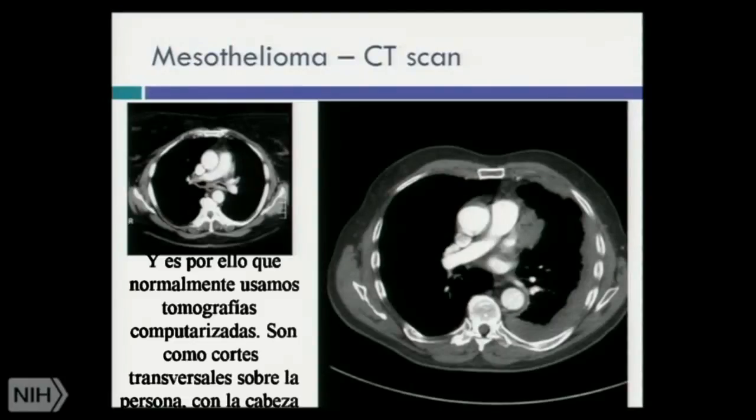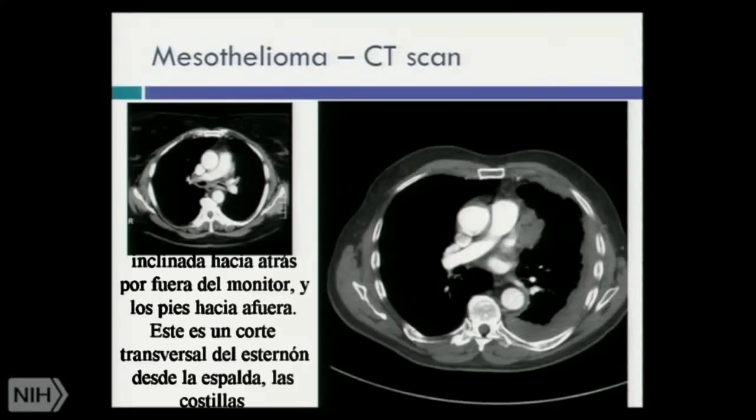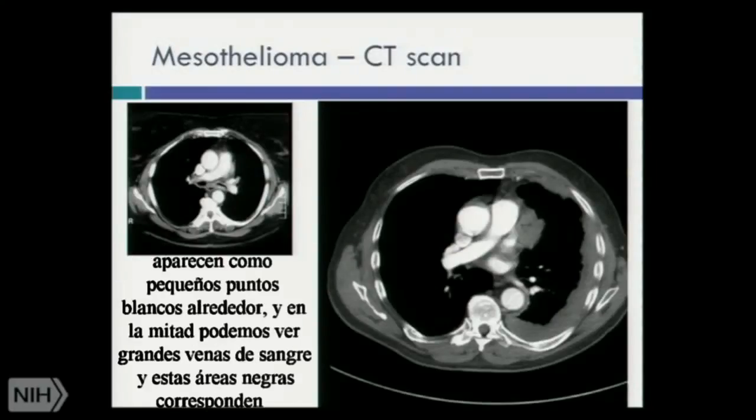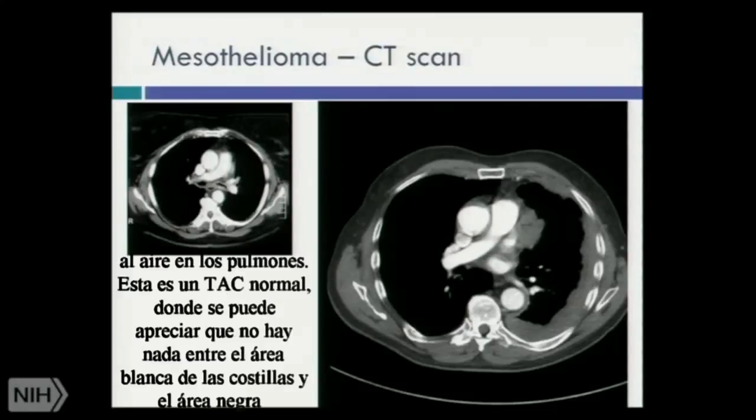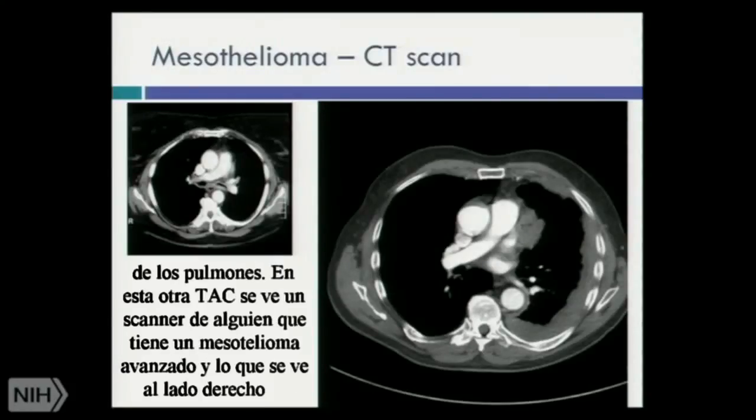Now, if you think about this as crossways across a person, got the head out the back of the screen and legs leading into the auditorium. So this is the breastbone at the front, backbone at the back. The ribs are the little white bits coming around the outside, and in the middle is the heart and large blood vessels, and those black areas, that's air in the lungs. And this is a normal CT where you can see that there is nothing in between the white of the rib and the black of the lungs.